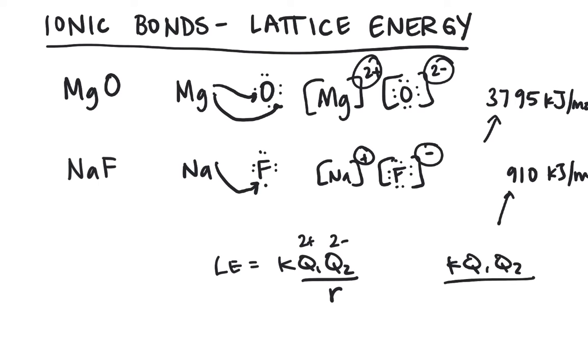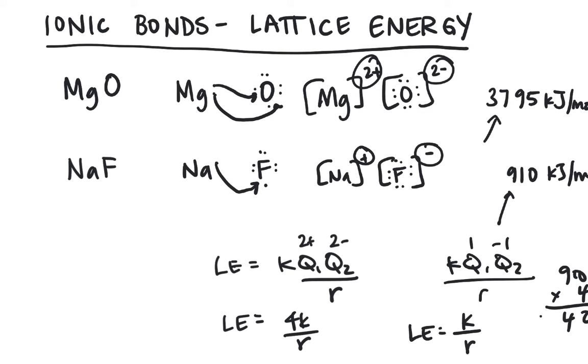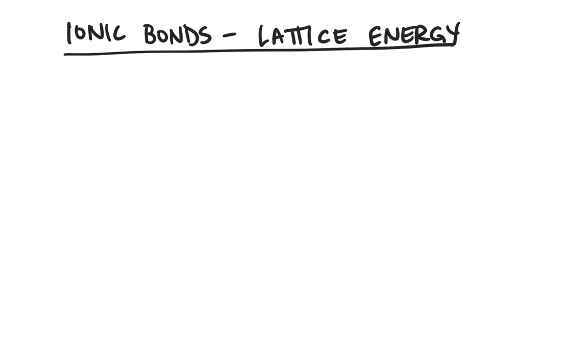And so we would expect that the lattice energy would be about 4 times greater. So the lattice energy is actually 4K over R, while this is K over R. So the lattice energy should be 4 times greater. And if you look at this, 910 times 4, we get about 4 times greater. So the bigger the charge, the greater the lattice energy. Now, the charge isn't the only thing that matters. The distance between the ions plays a role, but it's smaller than the effect of charge on the lattice energy. So charge plays the biggest role, but also the distance plays another role.